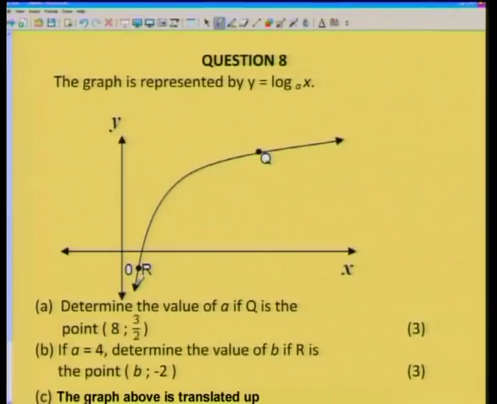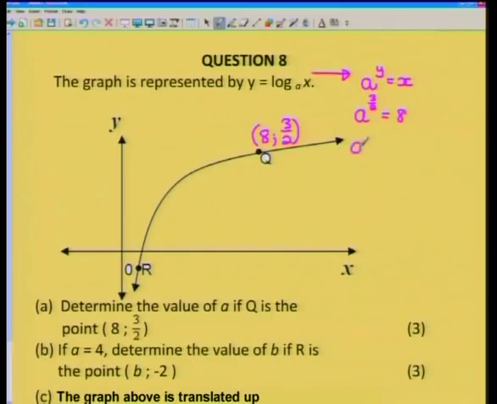Now, here they say to me, we're given this equation, and they ask me to find the value of A if Q is the point 8, 3/2. Now, it's always better to change the log graph into exponential form before you start. So the base was A, the exponent was y, and the answer is x. So if I go here, it's going to become A to the 3/2 equals 8.